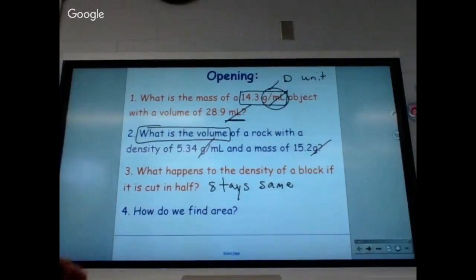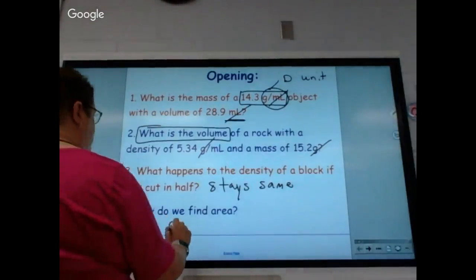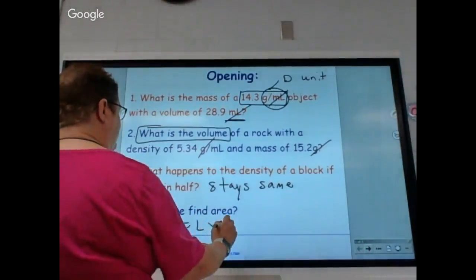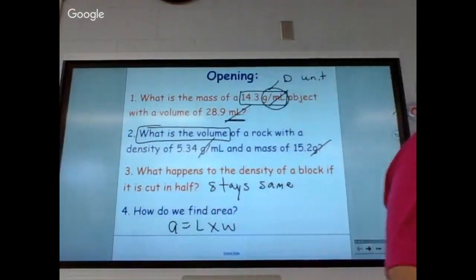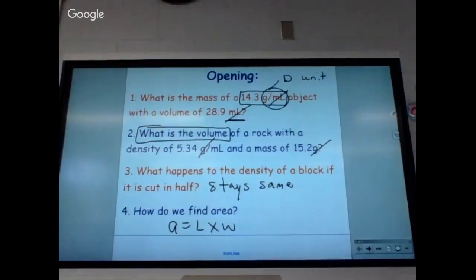All right, how do we find area? I reviewed that because a lot of times when I give the test on this, what do you think people do to find area on the test? They do length times width times height. So I just wanted to make sure we knew that before we took the test tomorrow. Like, which one has height in it? Volume.